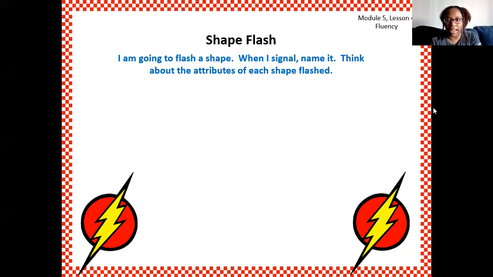And for this activity, it is called Shape Flash. So what's going to happen is you're going to see a shape flash on my screen. You will only have a few seconds to look at the shape. We're going to use the attributes to help you identify the shapes, such as the sides, the vertices, or even the faces on the shape. Now let's keep all those things in mind. I will try to trick you by throwing in some 2D shapes and some 3D shapes. So with that in mind, let's go ahead and get started with our first shape.